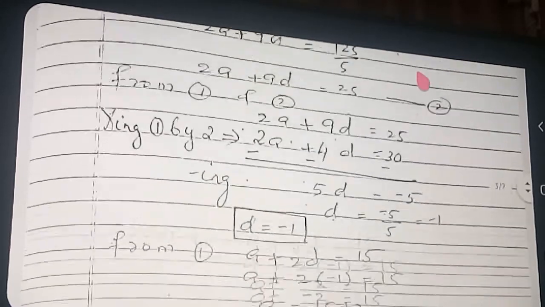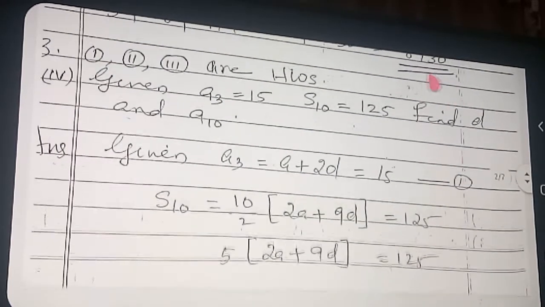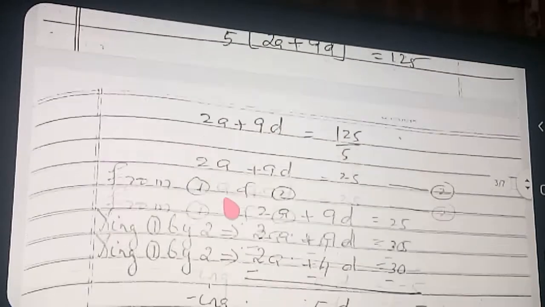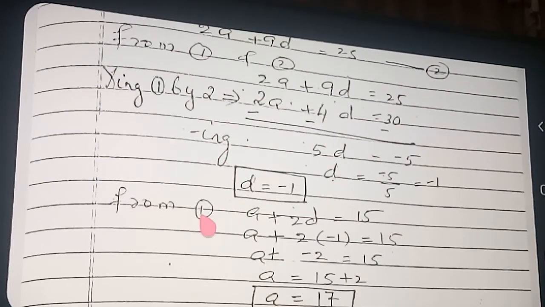What is your next question? Go to the question again: what do you want to find out? Find D and A10. For finding A10, what do you need? What is the formula of A10? A plus 9D. Do you know the value of A? No, so first we want to find that. From equation number 1, A plus 2D is equal to 15. In the place of D we apply the value minus 1, so A plus minus 2 is equal to 15. This minus 2 goes to the other side as plus 2.